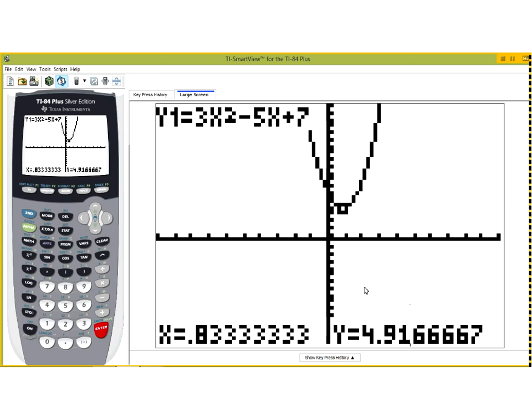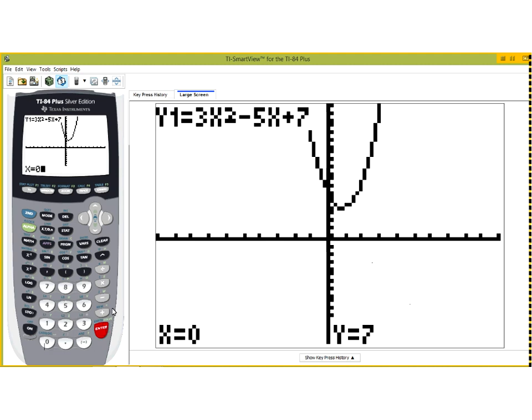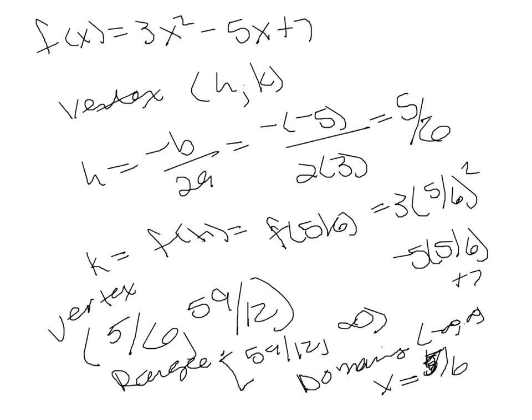That's what we saw on the home screen when I calculated the function for x equals 5/6. No x-intercepts because it opens up. Doesn't cross through the x-axis. I type in x equals 0 to get my y-intercept of 7, which is the same as what I did with my analysis. So that is another example of dealing with the parabola written in general form.